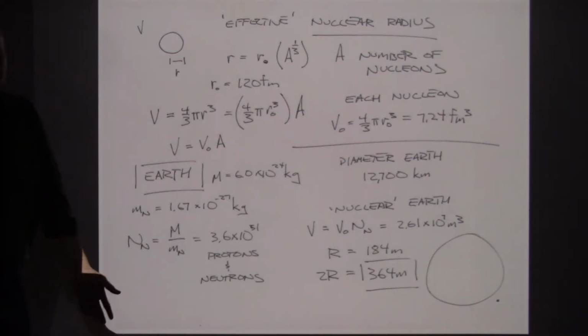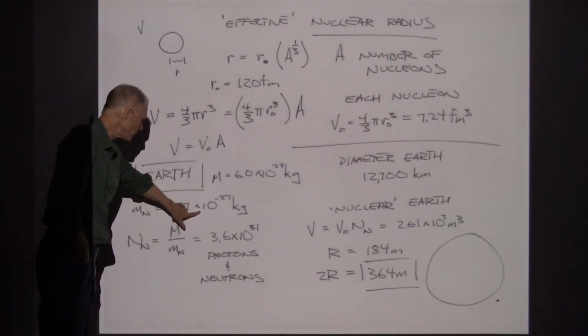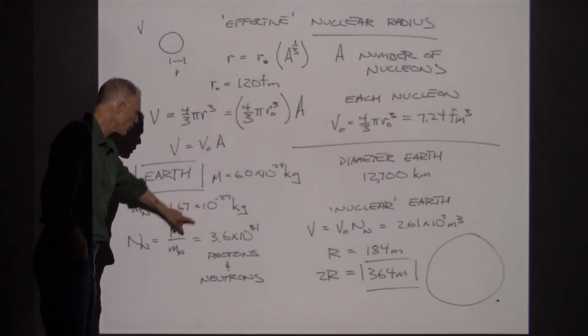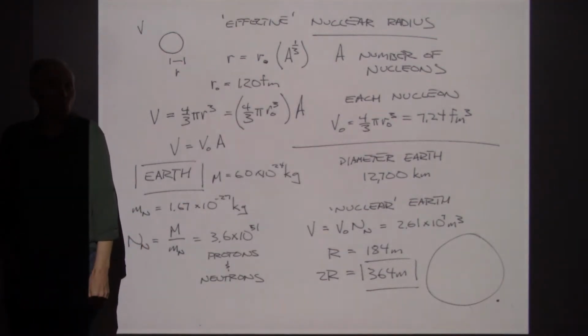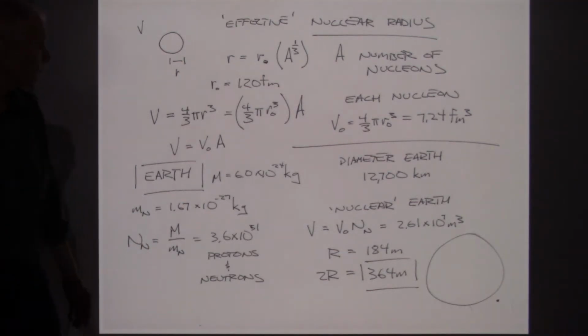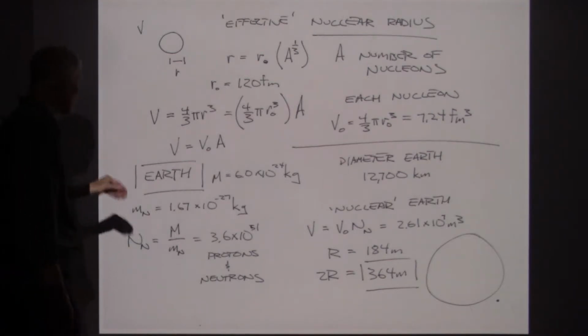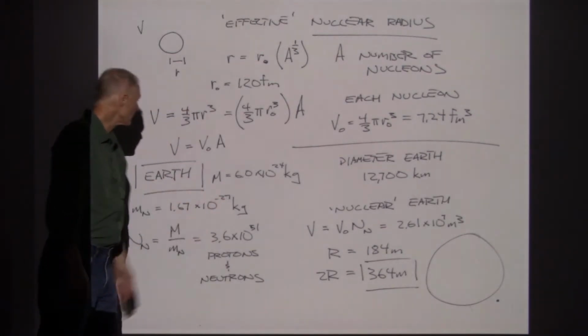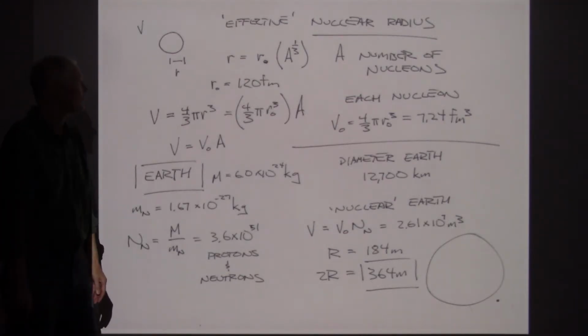That means we can actually count how many nucleons Earth is made out of. I can take the mass of the planet, divide by a typical mass of a proton or neutron, and it says Earth is made out of 3.6 times 10 to the 51, that's a really big number, protons and neutrons. Now we don't know exactly how many are protons or neutrons, but that's the total number of nucleons to 2 significant figures. That's a pretty reliable number.